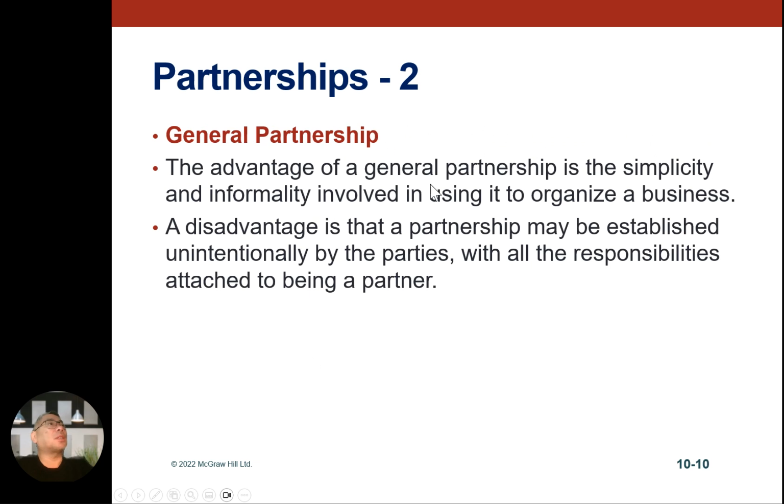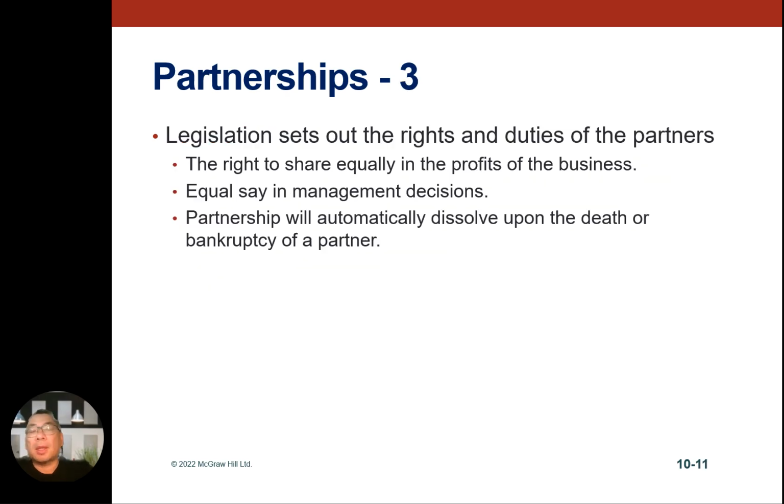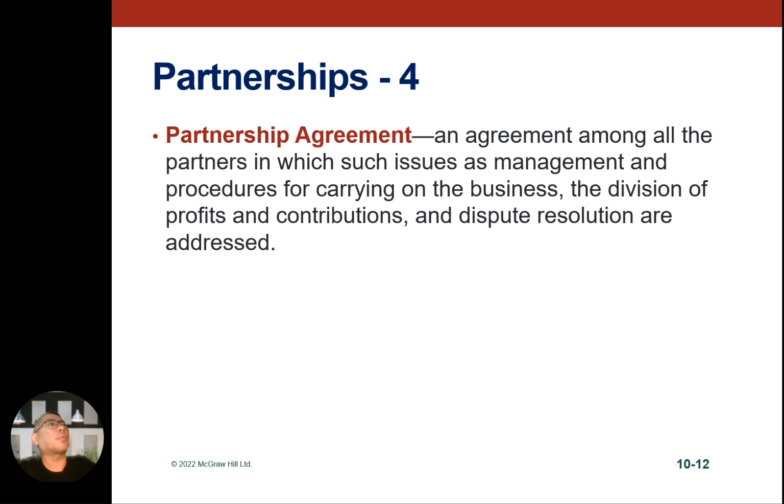What is a general partnership? The advantage of a general partnership is the simplicity and informality involved in using it to organize a business. A disadvantage is that a partnership may be established unintentionally by the parties, with all the responsibility attached to being partners. Number 3, legislation sets out the rights and duties of the partners: the right to share equally in the profits of the business, an equal say in management decisions, and the partnership automatically dissolves upon the death or bankruptcy of a partner. A partnership agreement among all the partners addresses issues such as management and procedure for carrying on the business, the division of profit, and conditions and distribution.